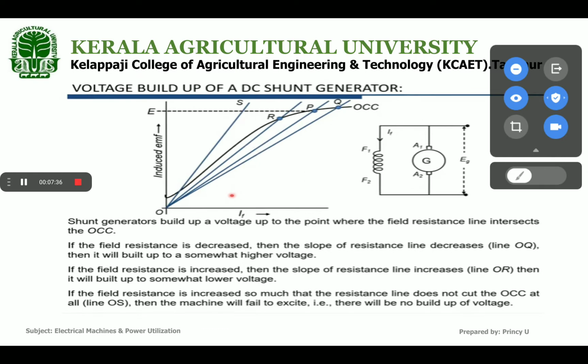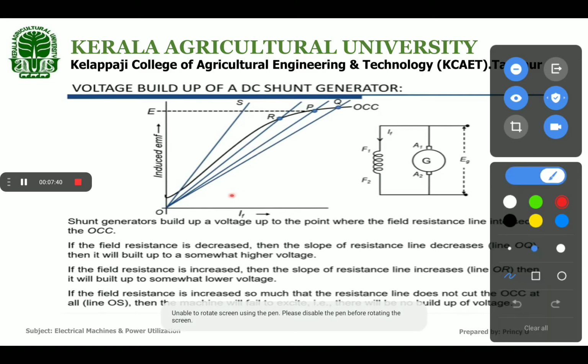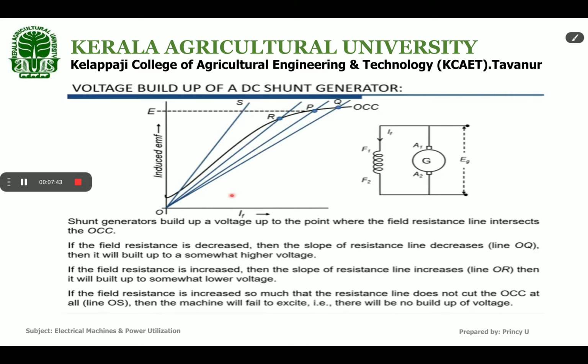So now we are going to consider increasing or decreasing this resistance value. A shunt generator builds up a voltage up to the point where the field resistance line intersects the OCC. First, this is the curve we have taken, the operating curve. Now we are going to decrease our field resistance. First we take R1, which is greater. Now we are going to reduce it to R2.